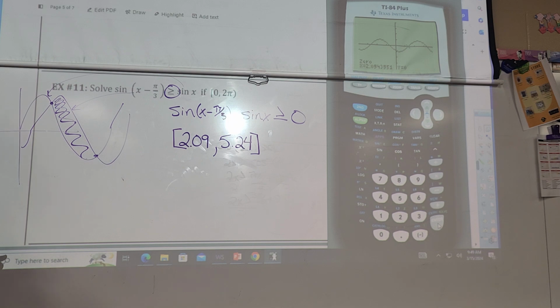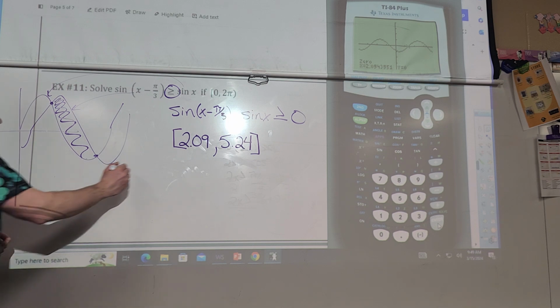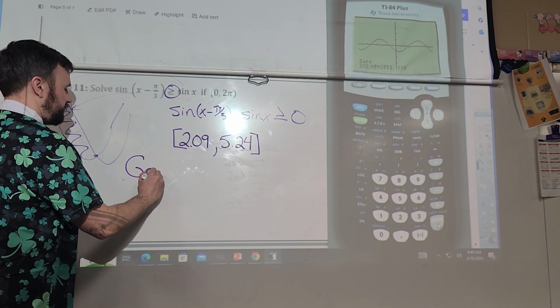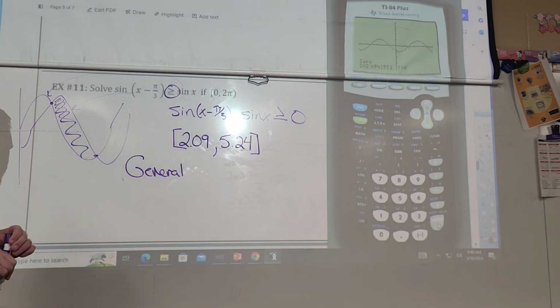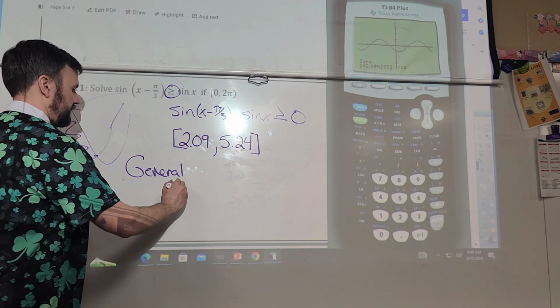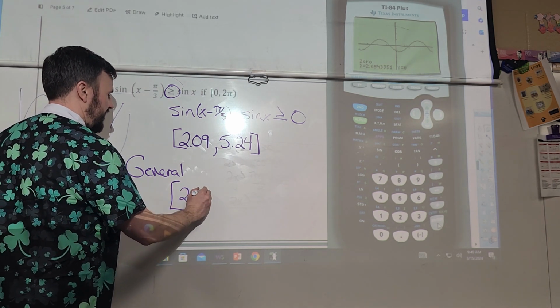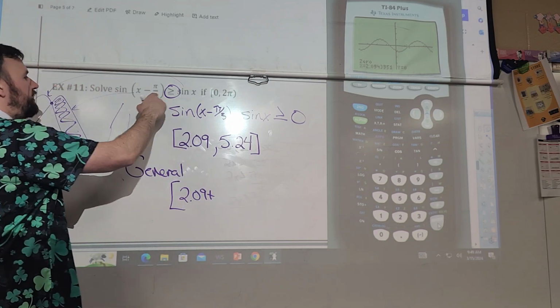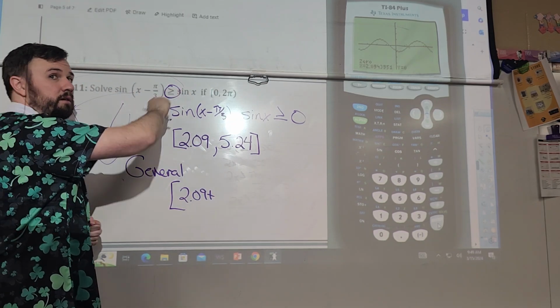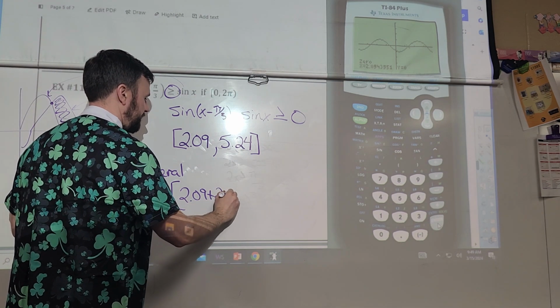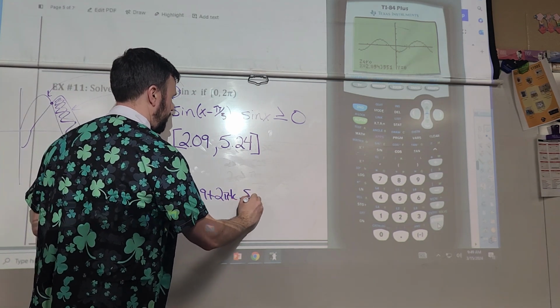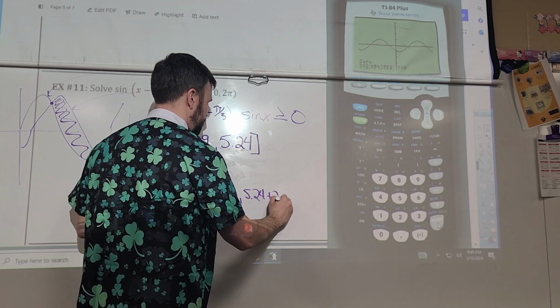Now, I'm going to add a caveat to this. What if I wanted all solutions, a general? What would I do? I would say it's 2.09 plus, what's my period on both these? They're 2 pi. And if I'm combining two periods, they're going to stay the same, like adding, subtracting. Does that make sense? Because they both fluctuate the same. So I'm going to do plus 2 pi k, comma, 5.24 plus 2 pi k.